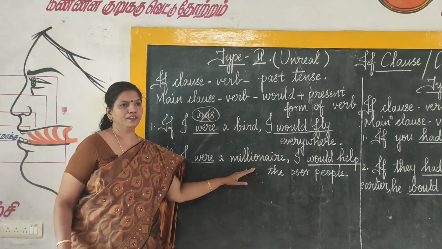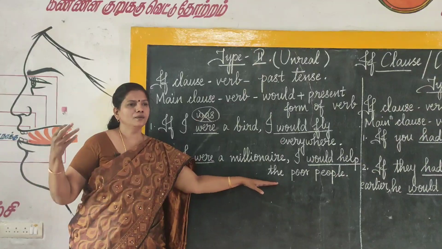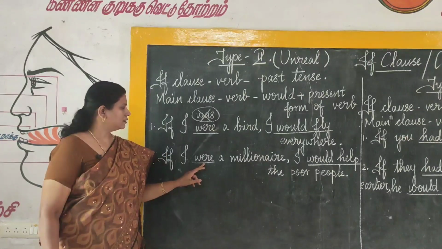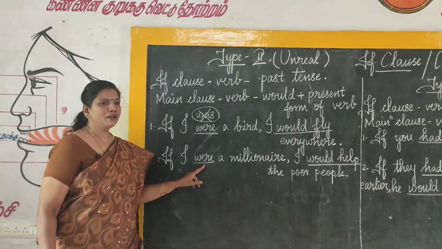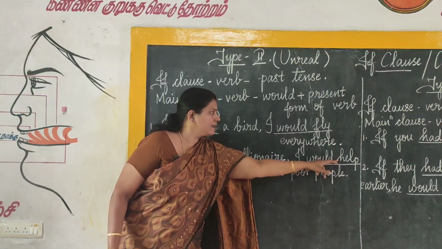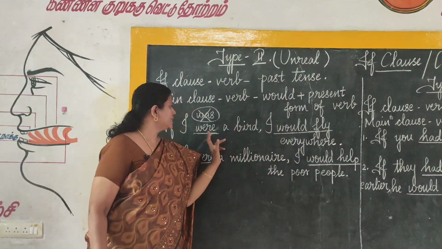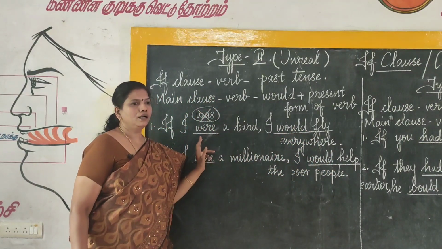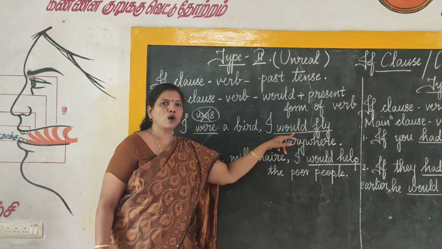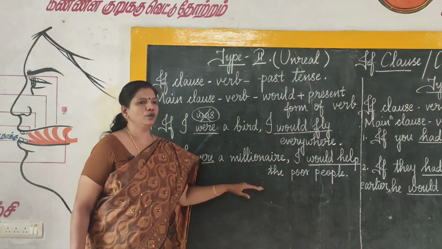If I were a millionaire, if I were very rich, what would I do? I would help the poor people. I would help the have-nots. Have-nots means poor people. If I were a millionaire, the verb in the dependent clause is in past tense, and the verb in the main clause is would plus present form of verb. Here also, in the dependent clause, if I were a bird, the verb is in past tense, and in the main or result clause, I would fly everywhere, the verb is would plus present form of verb. So, you have to keep this structure in mind.